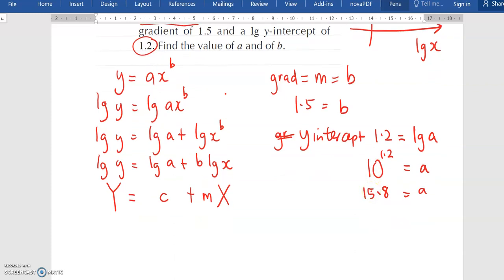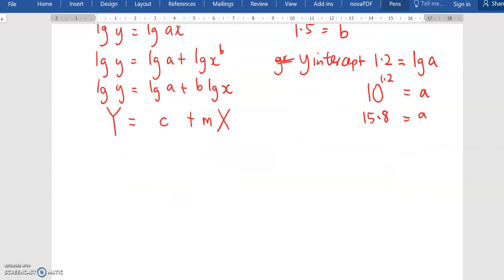Now this type of question is not so easy. I'll come back and show you the third type of linear log questions whereby you are given a graph and then you are supposed to get the answers for the gradient and y-intercept from the graph. Okay, that's it for part 2.